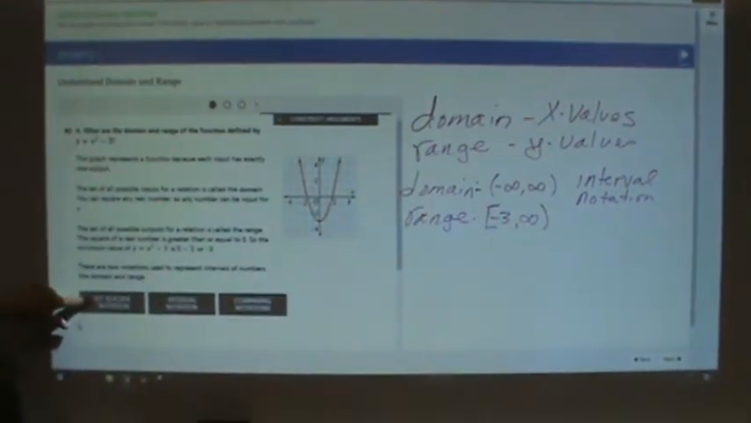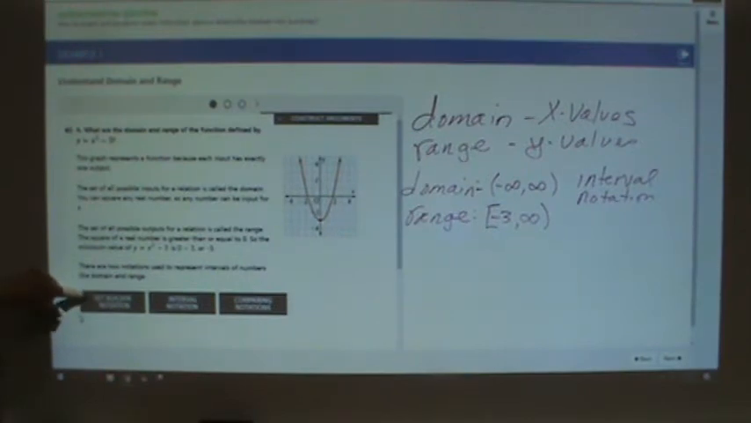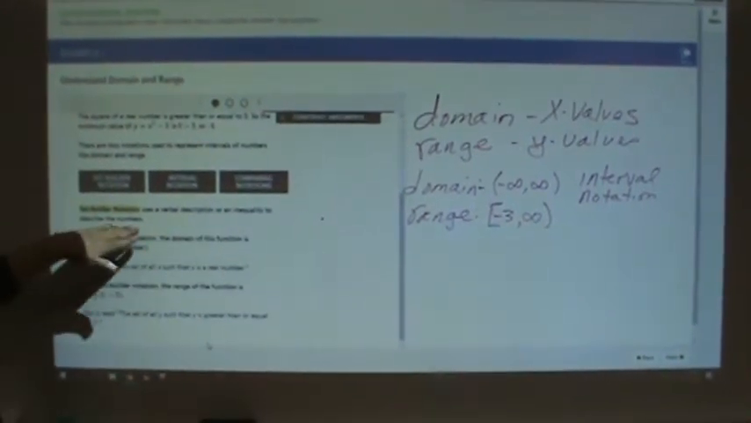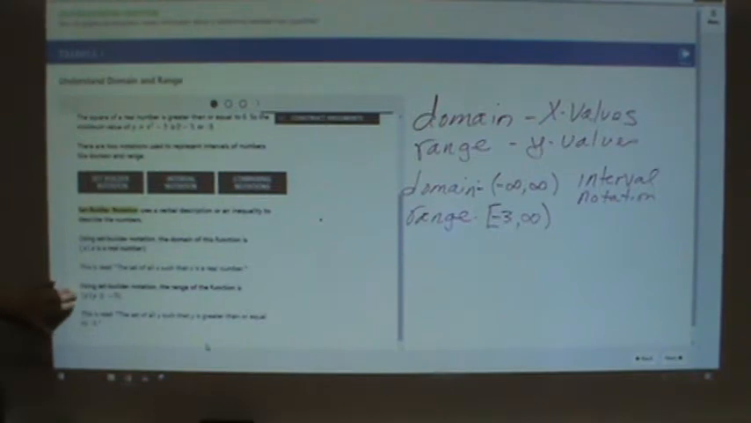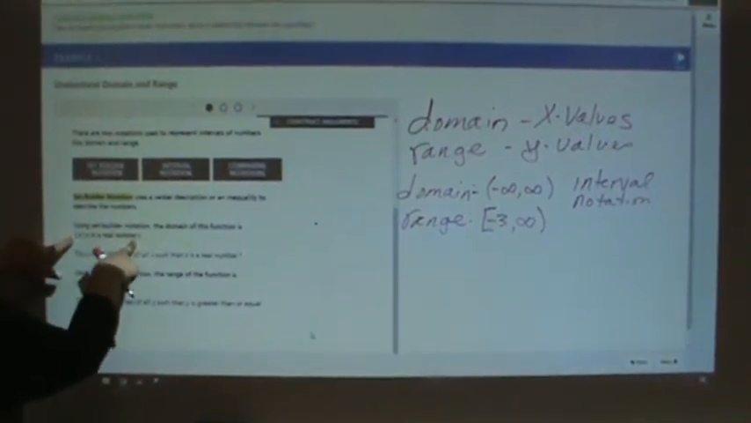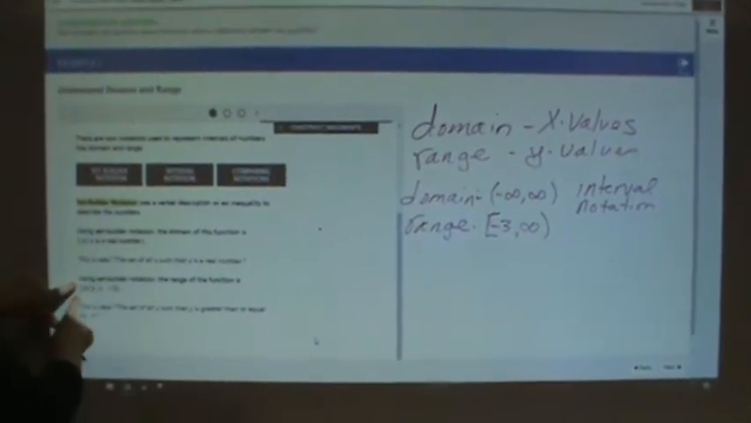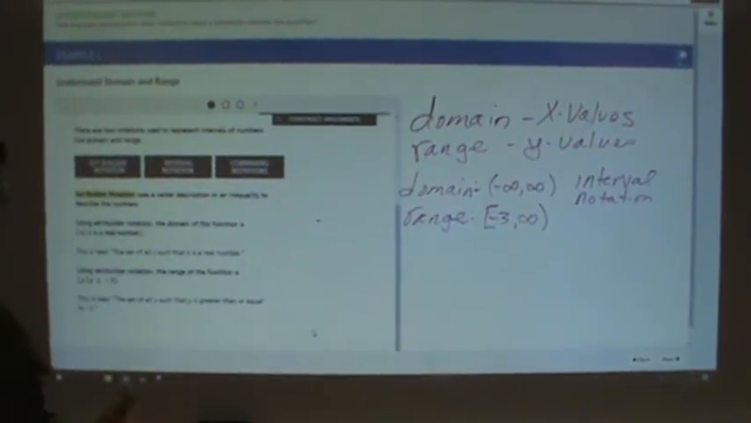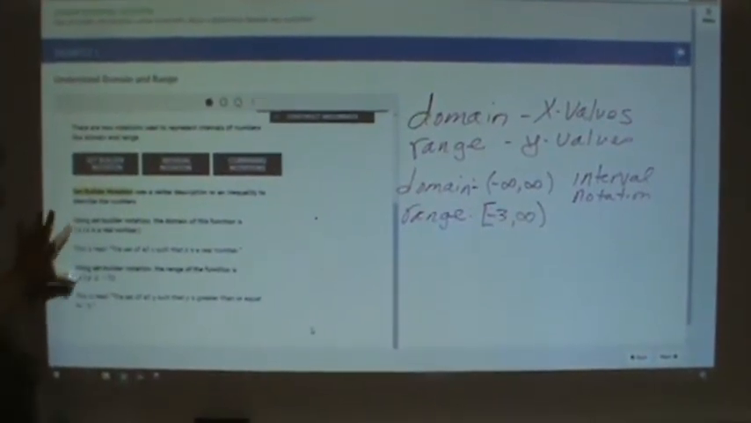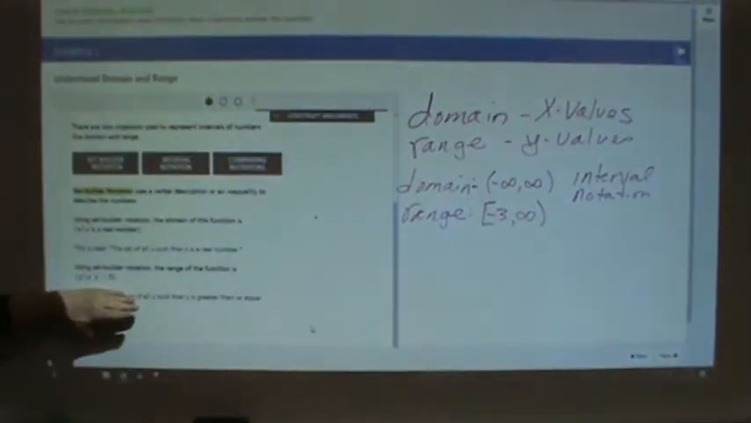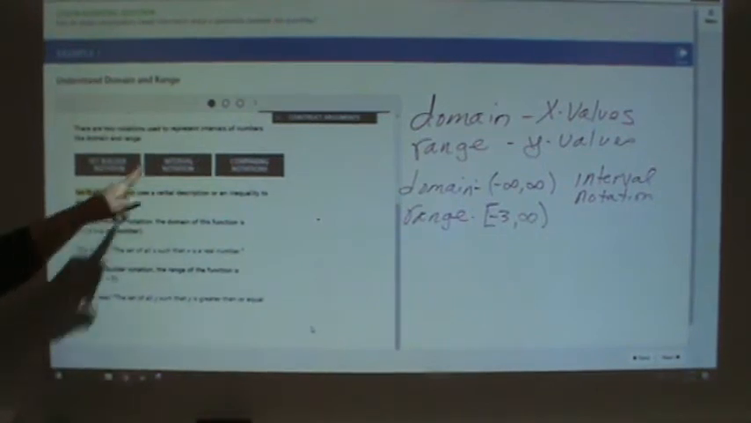All of the infinities have open brackets. This is an example of set builder notation. Click on the set builder notation. Set builder notation uses a verbal description or an inequality to describe the numbers. So in this case, x such that x is a real number would be your domain, and y such that y is greater than or equal to -3 would be your range. These two right here are the same as these. Again, this is in interval notation. These are in set builder notation.